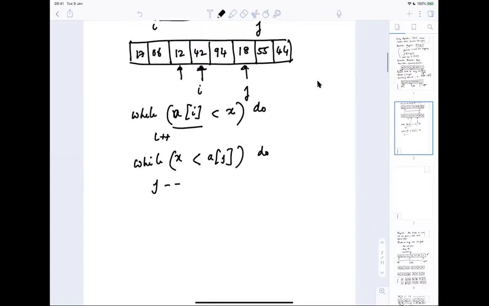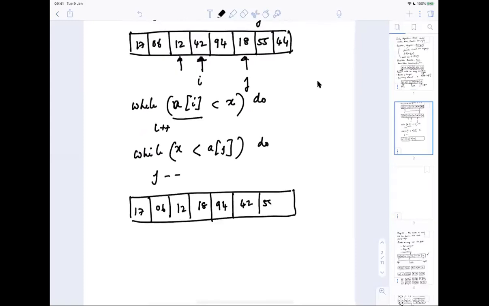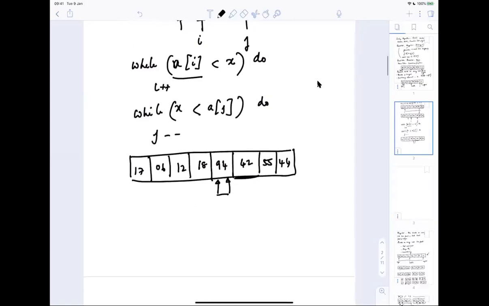Now, what is interesting about quicksort is the partitioning element itself can move. So what will happen now? We have 17, 6, 12, and 42 and 18 will get exchanged, 94, 42, 55, and 44. Then I gets incremented because 18 is on the right side. Similarly, 42 is smaller than X less than A of J. So where are we now? We've already exchanged this, so we move this pointer away. Because both of them are exchanged, the pointer has been moved. X is not less than A of J, so it moves.